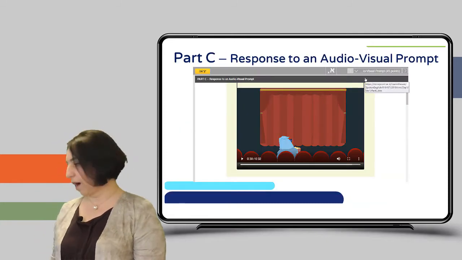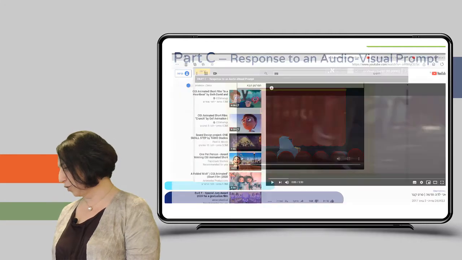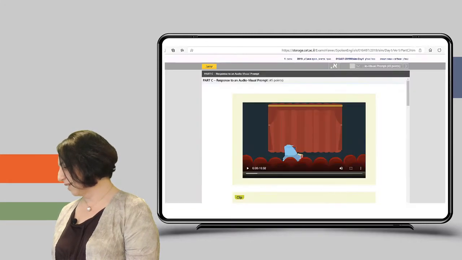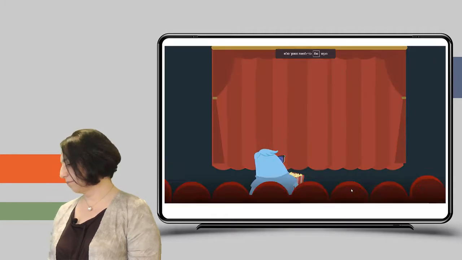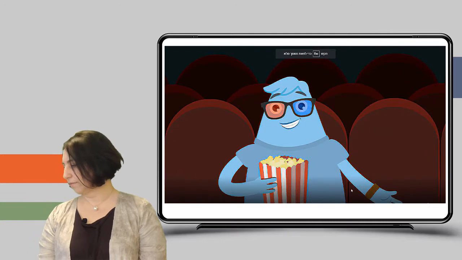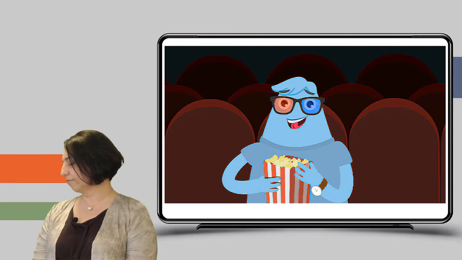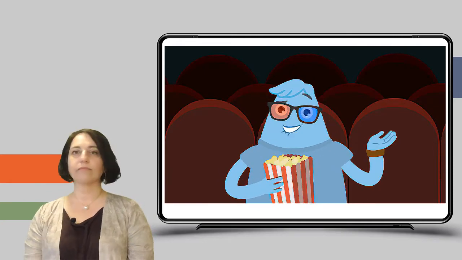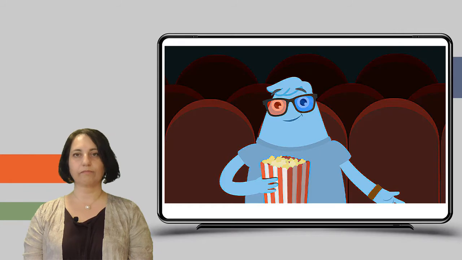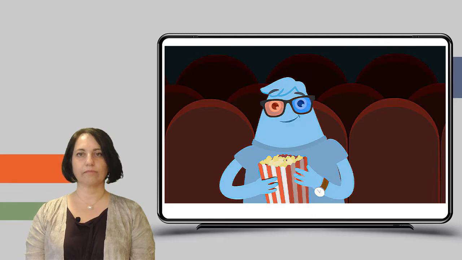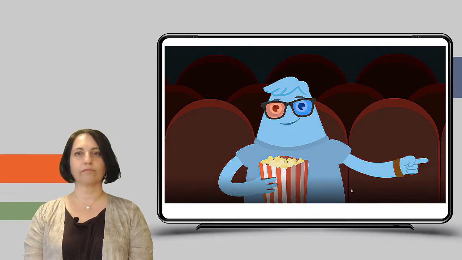So just to remind you what you are expected to do in the oral Bagut, let's see. Let's start part C of the exam. In this part, you're going to watch a short clip. After watching it, you'll have two tasks. Record your answers to each task separately. You must do both tasks. Listen carefully to what you are being asked. Remember, your answers must be detailed, clear, and in one recording.